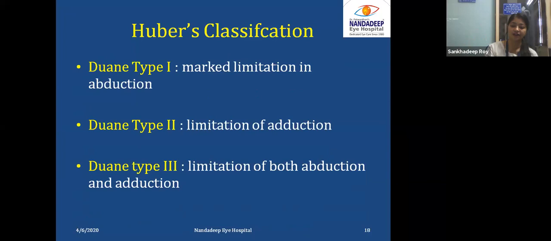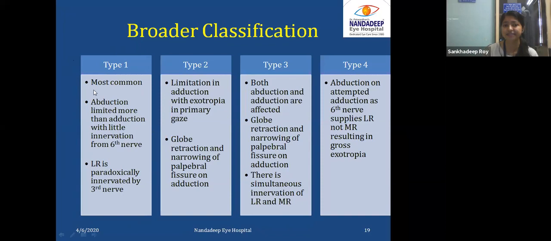If I broadly classify, type 1 is the most common, because abduction is limited more than adduction. Adduction with little innervation from the sixth nerve; the lateral rectus is paradoxically innervated by the third nerve. Type 2, limited adduction with exotropia in primary gaze. Type 3, both abduction and adduction are affected. And in type 4, there is a globe retraction when adduction is attempted. Okay.